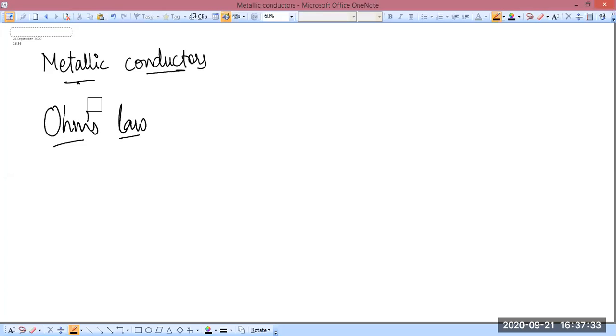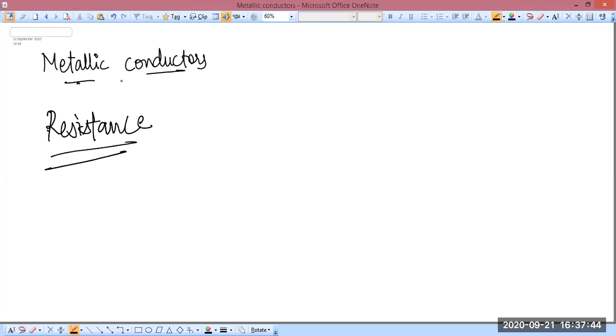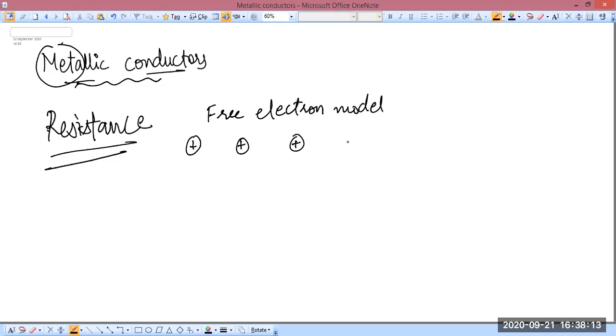Just before we go on to Ohm's law, let's understand what is resistance, especially for metallic conductors. You need to develop a rough idea of what resistance is. It is based on the free electron model. Typically in metal, this is what we have.